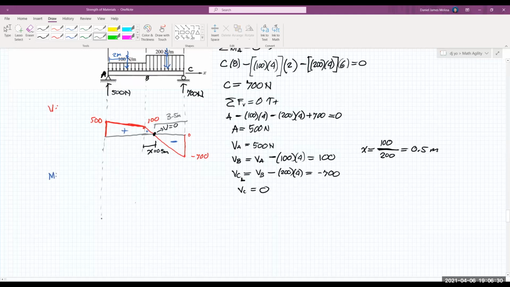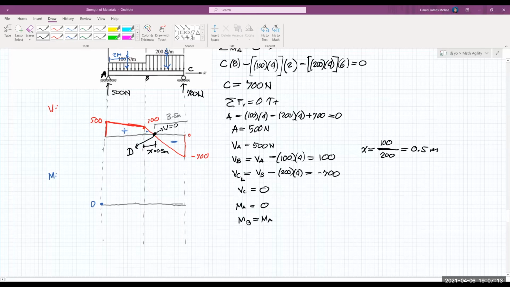So let us project the important points. Project here and then project here. So we have the horizontal line here. For the moment at A, since it's a hinge, the moment at A is 0. Moment at A is 0. Next, we have the moment at B. Wait, before we proceed, let's name this point, the point of zero shear. Let's name it as point D.